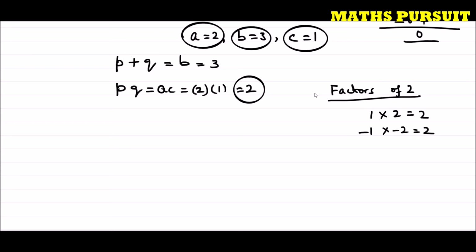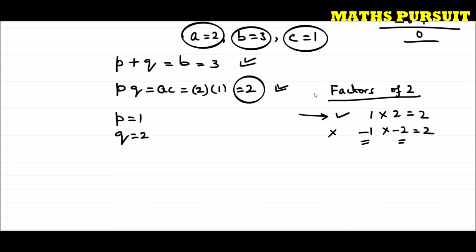Now we need to check p plus q, are we getting 3? If I add 1 plus 2, I am getting 3. If I multiply 1 into 2, I am getting 2. And if I check minus 1 and minus 2, if I add, I am getting minus 3. So definitely this is not the required one. The required one is this one. So here we can write p is equal to 1, q is equal to 2, or p is equal to 2, q is equal to 1.